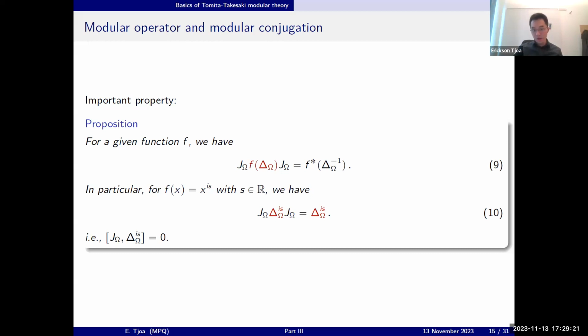And consequently, J commutes with delta only when delta is exponentiated with an imaginary number. Now, this might not look very enlightening to you, but if you think about it, delta is like the exponent of minus K, the modular Hamiltonian, morally speaking. So you realize that this delta is like a unitary time evolution. So this is telling you that, morally speaking, equation 10 is just saying that the modular conjugation maps the unitary time evolution generated by the modular Hamiltonian to itself.